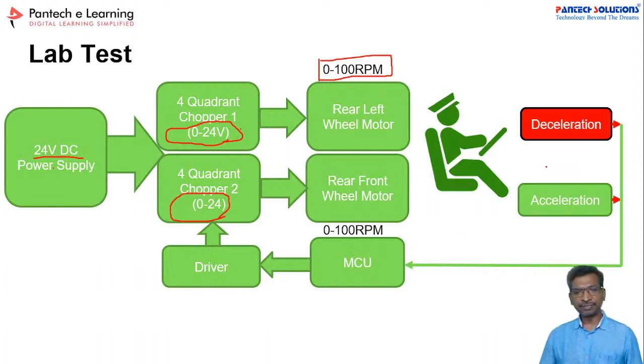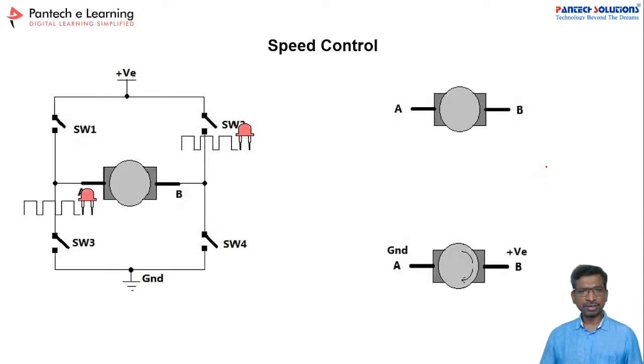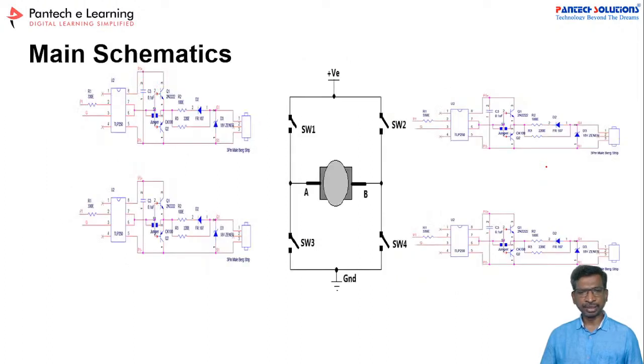And after that, we implemented the chopper. This is the chopper control as per our theoretical concepts. If you turn on switch 1 and switch 4, you get forward. Similarly, for switch 2 and switch 3, you get reverse. This is the gate driver circuit which we have implemented, and we implemented this model part by part.